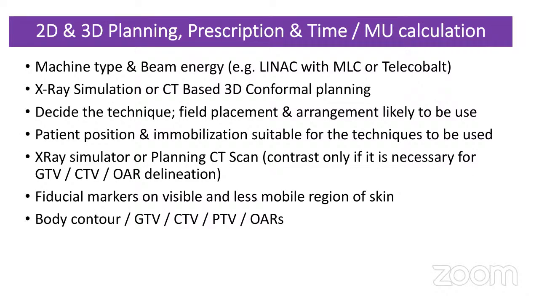So when you are doing the prescription, you should know what type of machine you have, whether you have done X-ray simulation, and based on the technique, field placement, you are likely to use. Decide the technique, field placement, and arrangement that you're likely to use, as we mentioned. You decide what patient position and immobilization is suitable for the techniques to be used. So it is not just the patient, but for different techniques sometimes you want more rigid immobilization. Decide how you do the planning, either X-ray simulator or planning CT, and use contrast only if it is necessary. Otherwise, you don't use contrast. Then fiducial markers which are visible and on less mobile region of skin, you do the contouring and the plan.